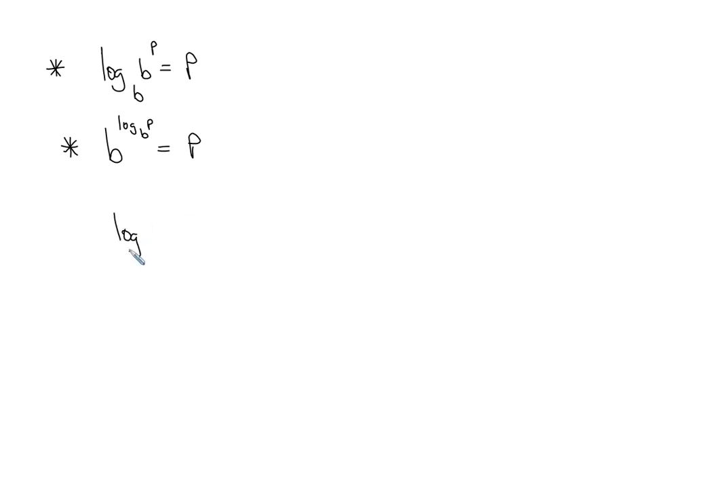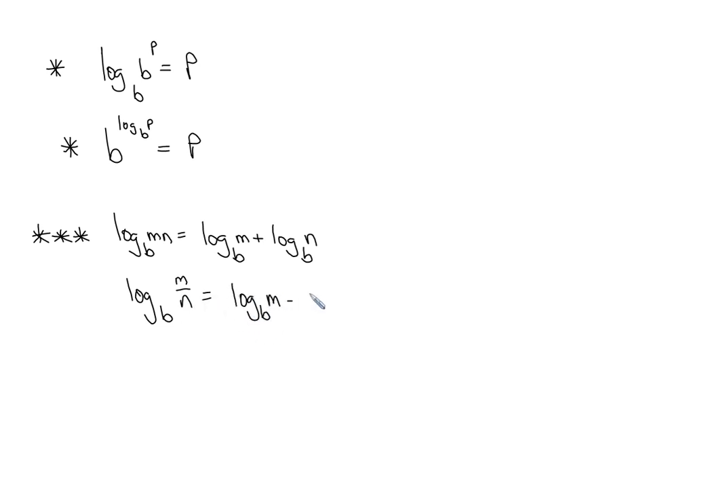Then we had our product property. Log base b of mn equals log base b of m plus log base b of n. And so on a scale of 1 to 5 stars, I would give this about 3 stars in terms of usefulness. Same thing with the quotient property. Log base b of m minus log base b of n. I would give this 3 stars on a scale of 1 to 5 stars for usefulness. These are much more useful than these, although we do use these from time to time.